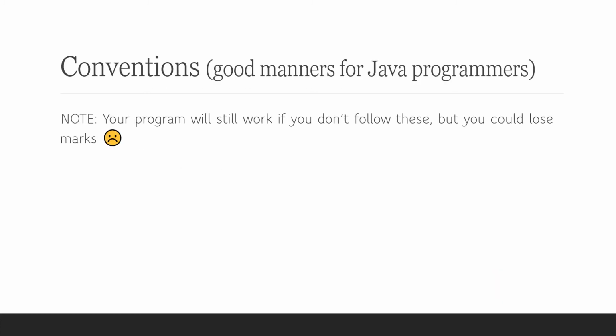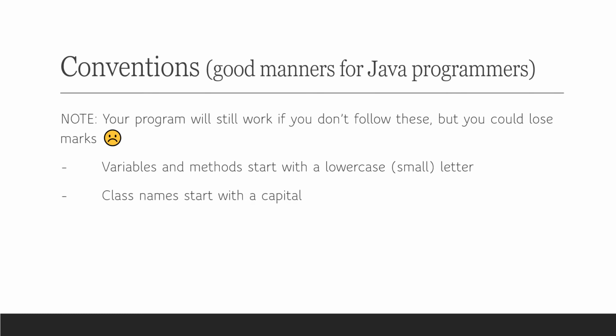These are the conventions, which mean that they're just good manners for Java programmers. So your program will still work if you don't follow these, but you could lose marks in an exam. So variables and methods must start with a lowercase letter. So your program will still work if you don't obey this, but it doesn't look great. Only class names, these are your programs, they must start with a capital. And all the names must tell you what the variable or the method or the class does.